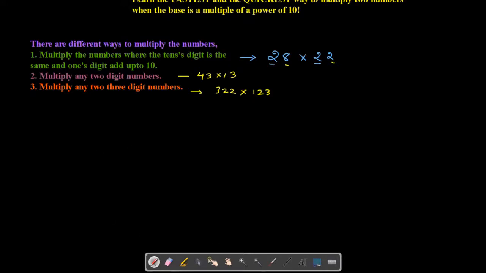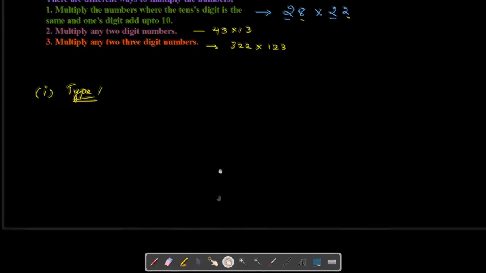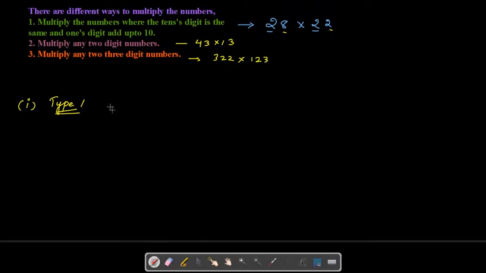Okay, so let us start with the first one. The first type, let me write it as Type 1, says that we need to multiply the numbers where the tens digit is the same. So let me say I take the number 28 times 22. You can see that I have the same value at my tens place and the values at my ones place give me a sum of 10.